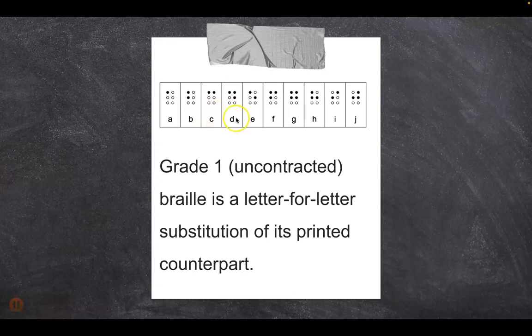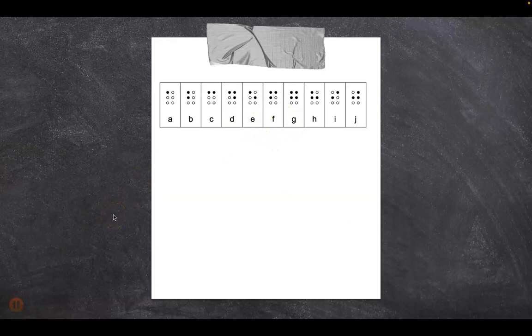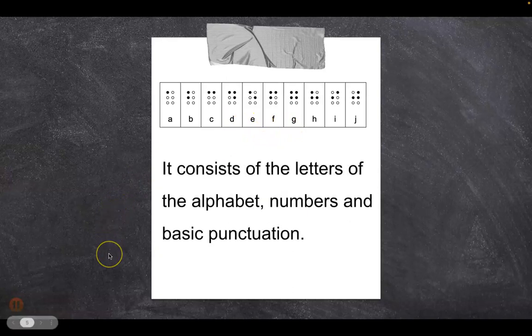If I was going to write the word dog, D-O-G, I would have 3 Braille characters, each representing a D, an O, and a G. So it consists of the letters of the alphabet, numbers, and basic punctuation.